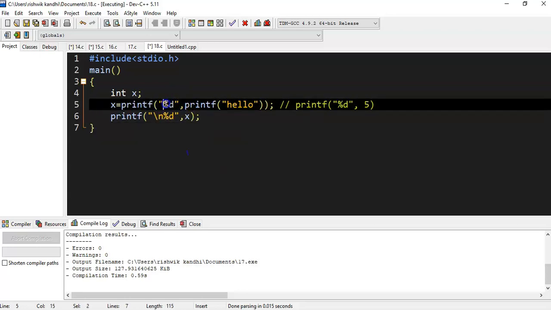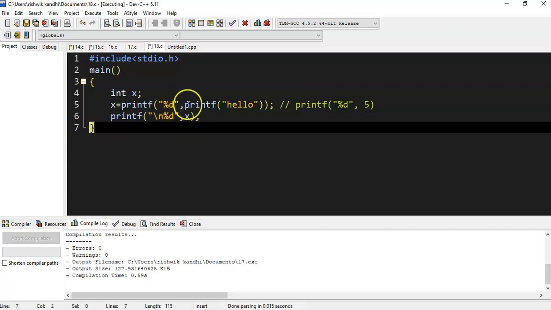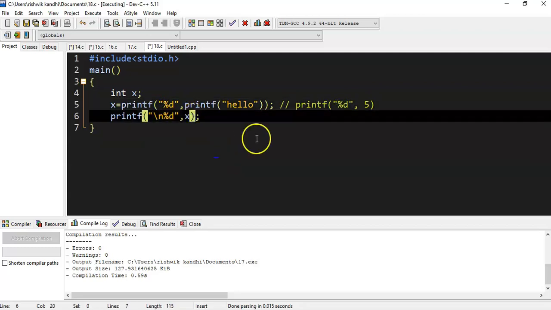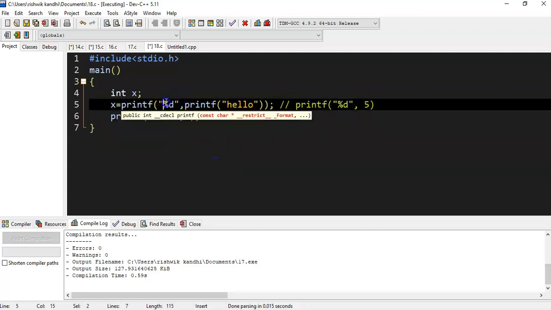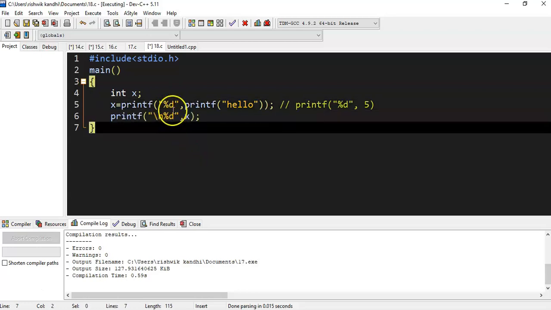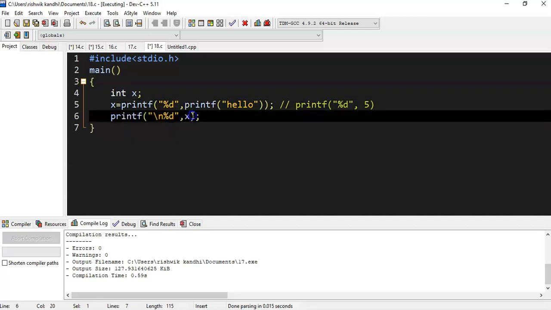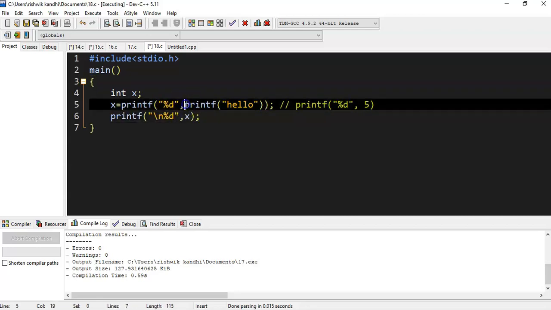Here you are having only percent d. That means percent d will be replaced by 5. As the inner printf is going to return 5, percent d would print 5. So how many characters have we printed? Only one character. So the final x value would be 1. It is not 5, because here percent d is producing only one character. If it were 100, it would return 3. So the final value of x would be 1 here, not 5.